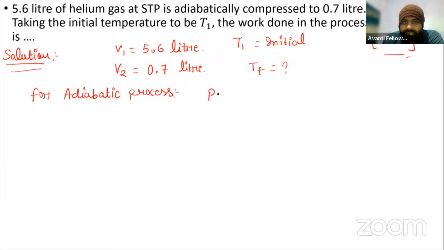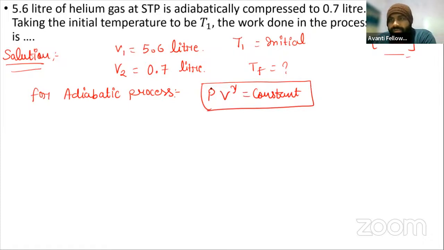in terms of pressure and volume is PV raised to the power gamma equals constant, where gamma is the adiabatic index, which depends on the atomicity of the gas, that is, whether it is a monoatomic, diatomic, or polyatomic gas. So gamma will depend on that. But another relation, because the required relation here is between volume and temperature, since these two terms are given to us.